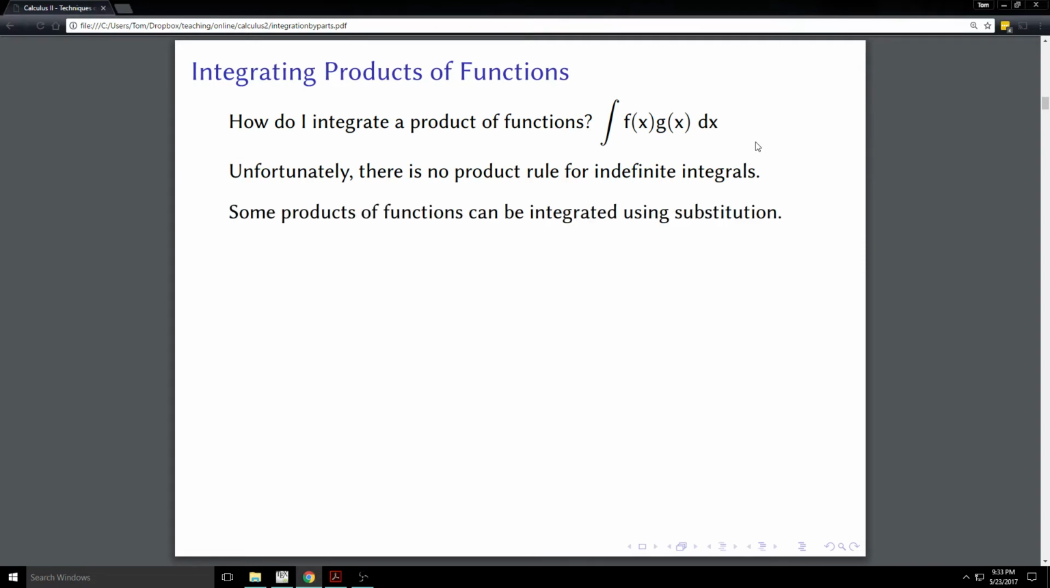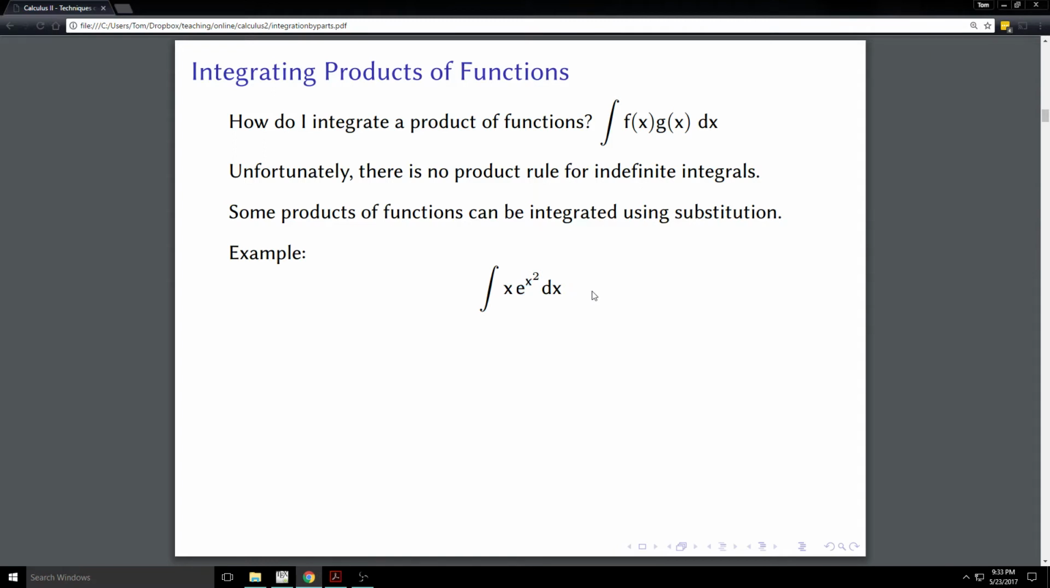First off, at this point you should have already learned about substitution. Some products of functions can be integrated using plain substitution. An example of this would be the integral of x times e to the x squared. That is the product of this function x here and this exponential function over here.